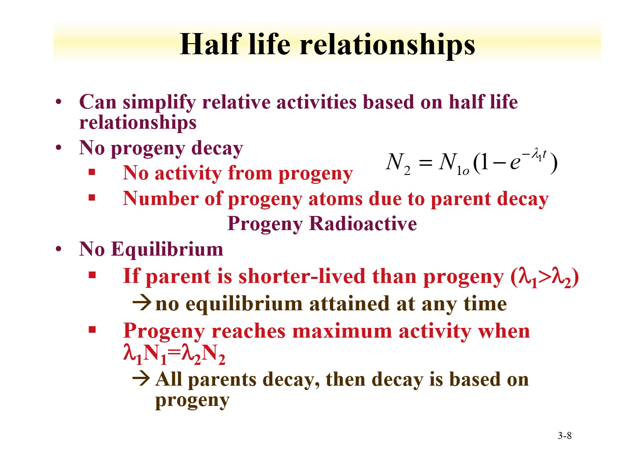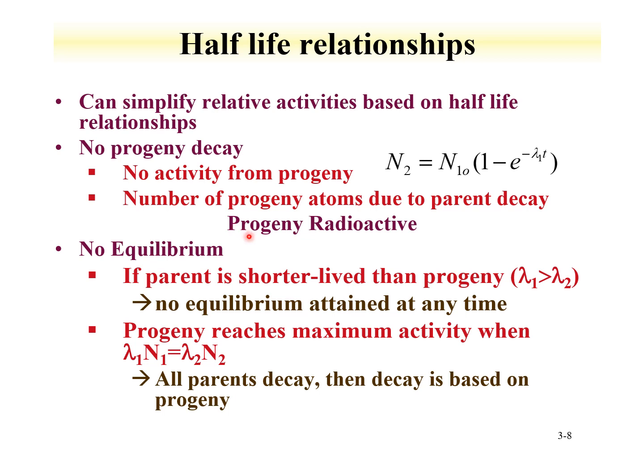For instance, the simplest one would be that there's no progeny decay. The number of progeny atoms is just due to the decay of the parent. The number of progeny atoms keeps growing, and the parent value keeps decreasing. So this is where I had an isotope that was decaying directly into a stable progeny, that would be the case. And let's say the progeny is radioactive.